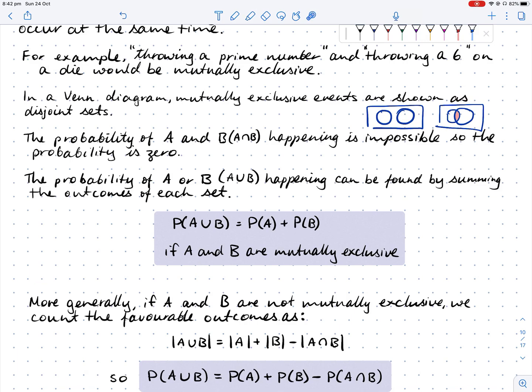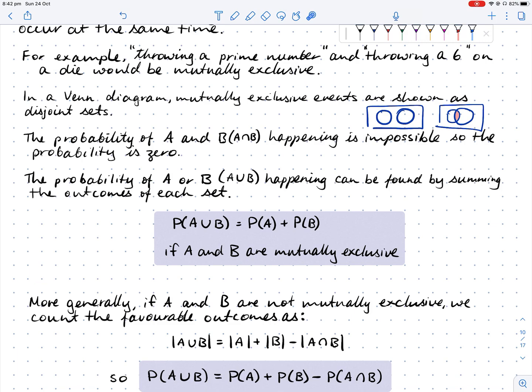So if the overlap bit is empty, then what that means is A intersection B is going to have a probability of 0. Or in other words, the size of that set is going to be 0. It's going to be the empty set, not going to have anything in there.